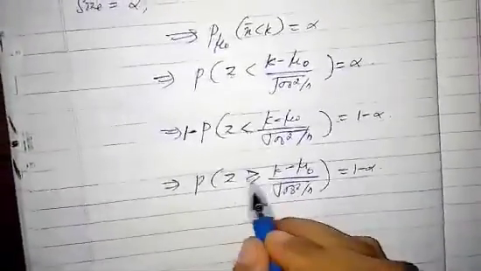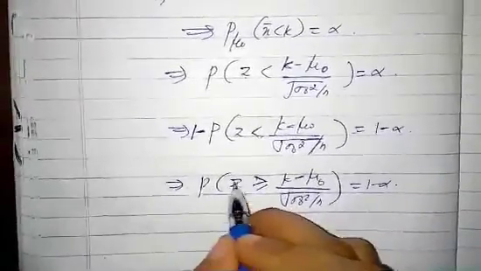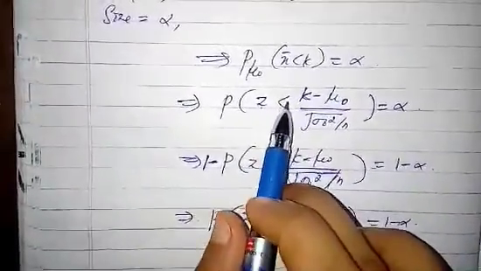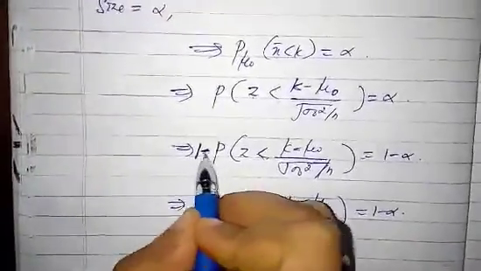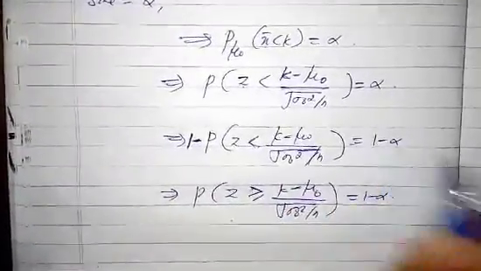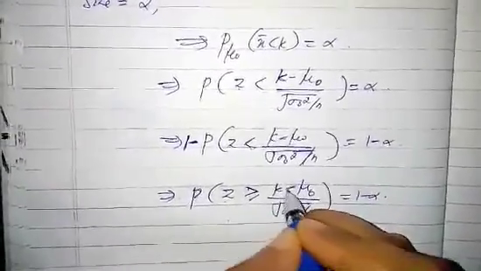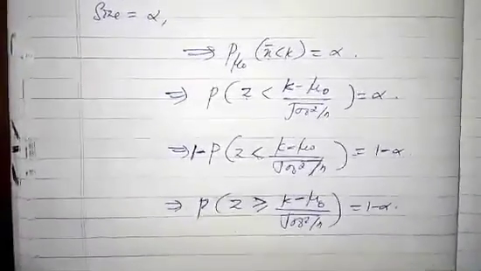We can write the critical value only when it is the probability of z greater than some term. But in this case it's less than, so we make that less than into a greater than term. For that we have to use 1 minus that value equal to 1 minus alpha. Understood? So this implies probability of z greater than or equal to k minus mu naught divided by square root of sigma naught square divided by n equal to 1 minus alpha.